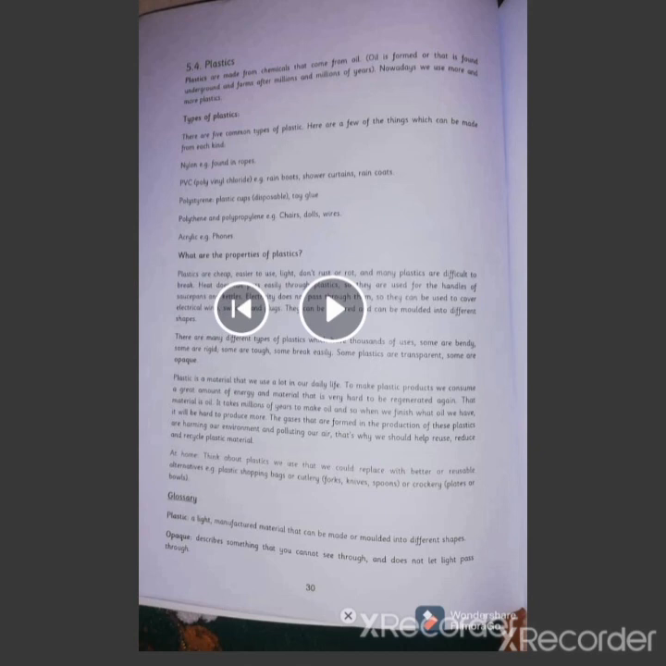Opaque, describes something that you cannot see through and does not let light pass through.